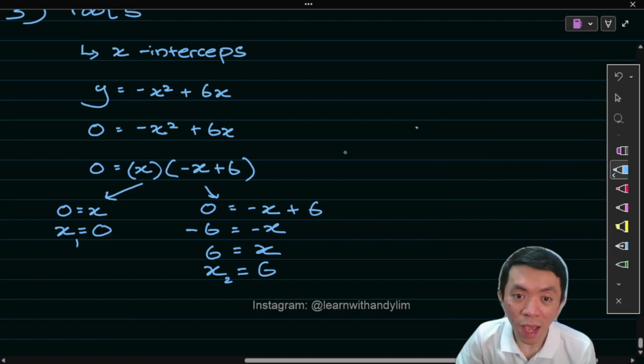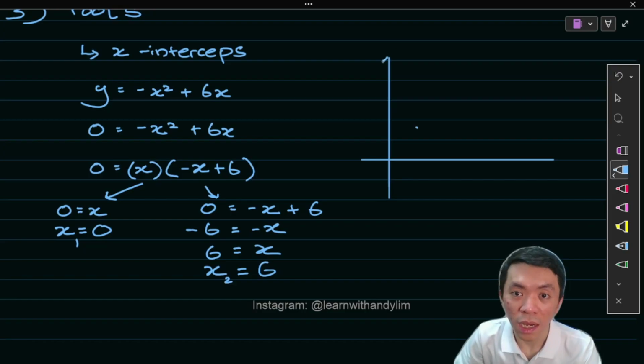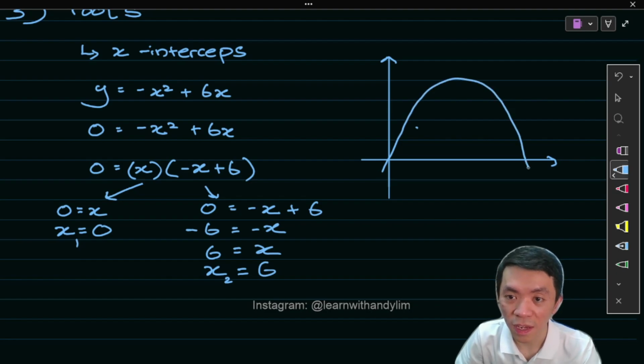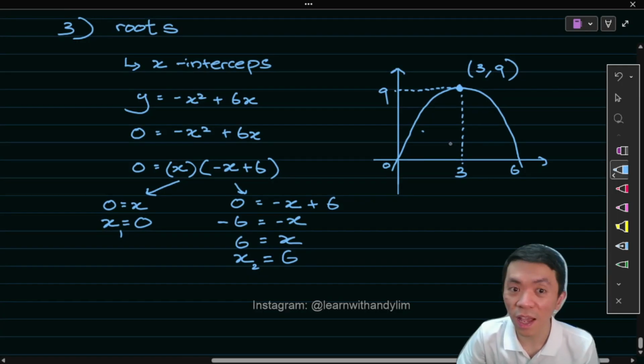So now, what happened here? My curve is slowly becoming clear. I can kind of guess what my graph looks like right now. It has intercepts of 0 and 6. 0 right here, and then 6 right here. And then I know the middle point is 3, because I know my maximum point. It is 3 and 9. Okay, there we go. I think this is our sketch right there.